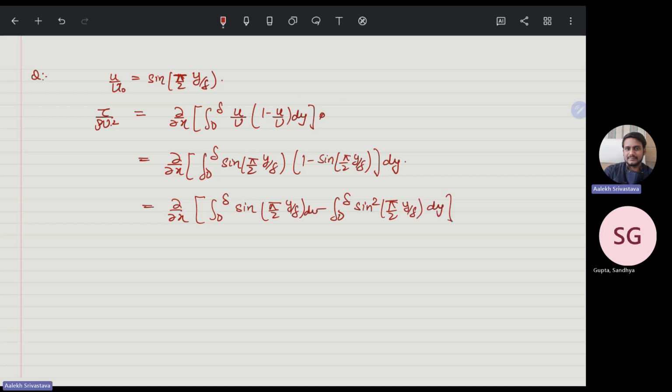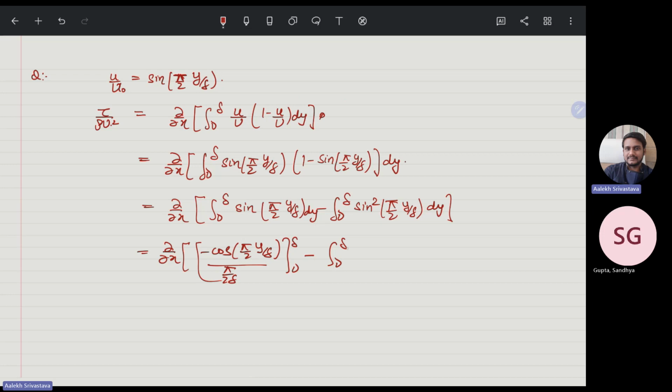So this is also dy and this is also dy. Now this is a simple integration. The first side will be minus cosine pi by 2 y by delta, and here you will get pi by 2 delta, and the limit is 0 to delta. Here you need to make it a cos 2 times theta.